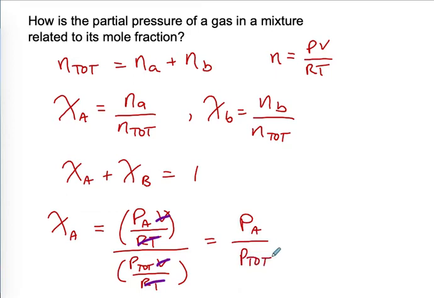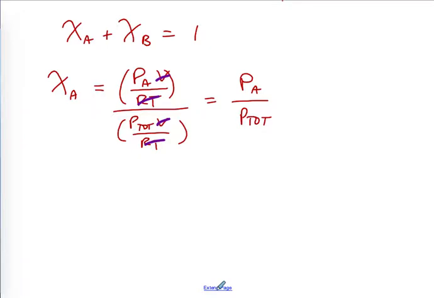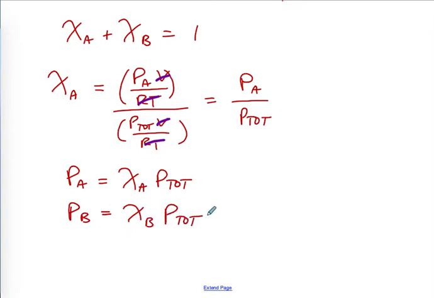Okay. And by rearranging, we can see that the partial pressure of a component is simply going to be equal to the product of its mole fraction and the total pressure. So I can rewrite this as saying the partial pressure of component A in this mixture will be equal to the mole fraction of A times the total pressure, and the partial pressure of component B will be equal to the mole fraction of B times the total pressure. And if I had more components, I would include them as well.